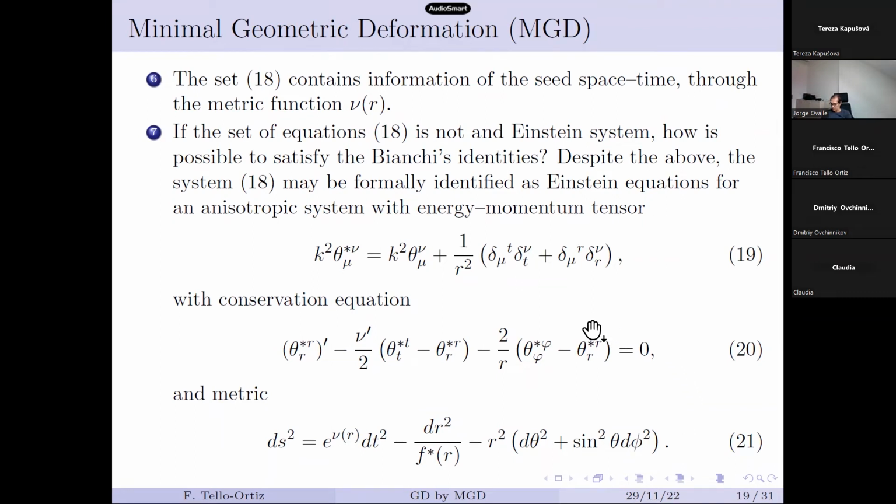First of all, the conservation equation associated to the theta sector remains being a linear combination of the field equations of the theta sector. Nevertheless, one can formally identify the theta sector field equation as Einstein equation for an anisotropic system with energy momentum tensor given by 19.